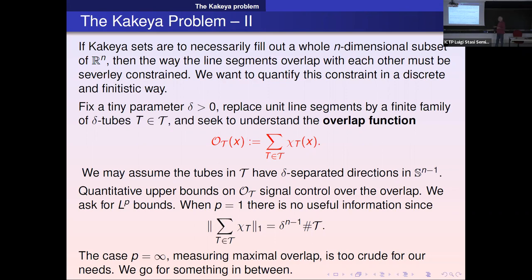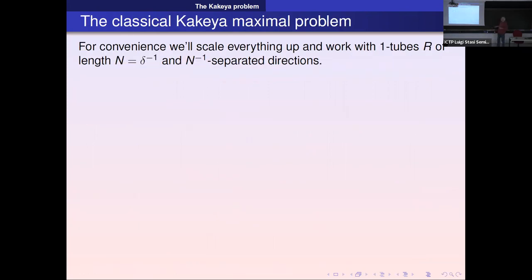So the way we will, as harmonic analysts, we want to bound this thing in an L^p space. So the first thing to think about, well, when p equals one, there's no useful information here because you just have this bound, which is useless, doesn't tell you anything at all. And when p is infinity, this measures maximal overlap, the maximum number of tubes that a point can be in. And again, that doesn't really tell you enough. So you've got to choose a p which is in between one and infinity to get some valuable information.